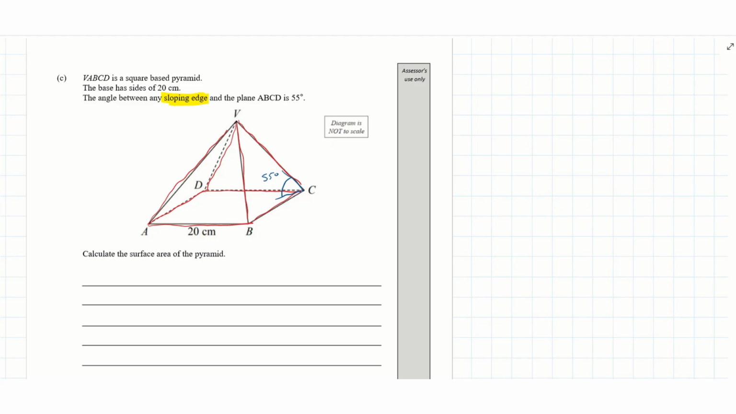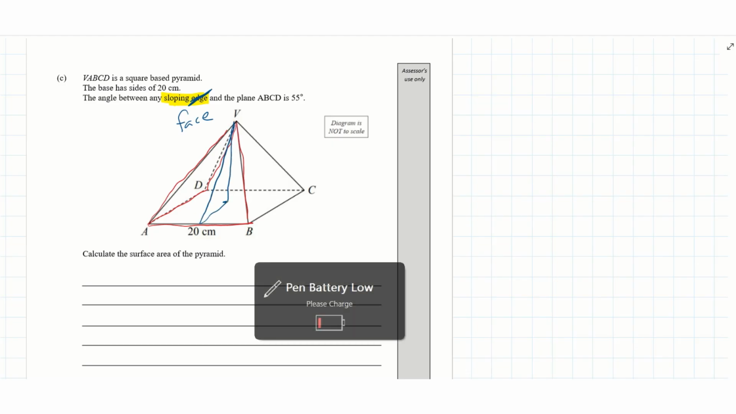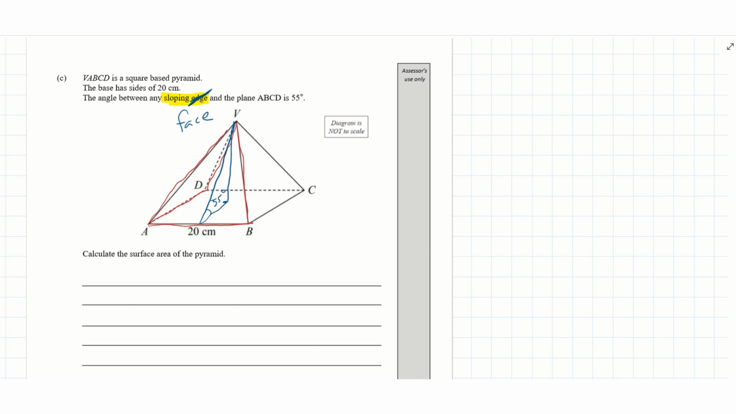But when the marking schedule came out, the way that they had done it is not actually the sloping edge. They had done it with the sloping face. The marking schedule actually says that the angle between here and here, they made a triangle like this and said that this angle right here was 55 degrees. So the marking schedule and the question that was asked were not the same.